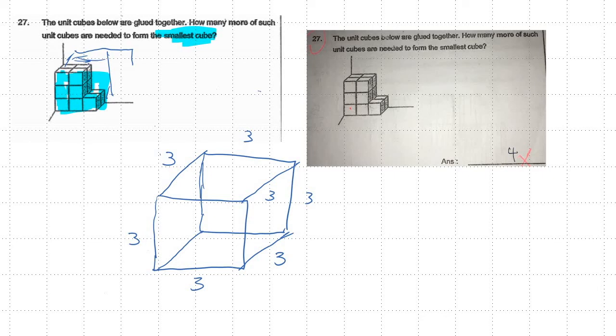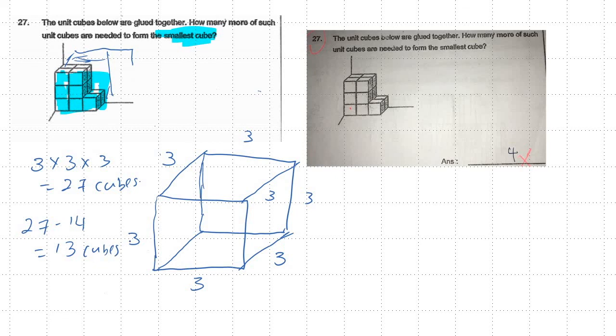And this one more layer will actually cost me how much? Okay, let's put it this way. If I were to make this smallest cube, I will have 3 times 3 times 3, which is 27 cubes. But then over here I only have 1, 2, 3, 4, 5, 6, 7, 8, 9, 10, 11, 12, 13, 14. I only have 14. I will need 27 minus 14. I will need 13 cubes more.